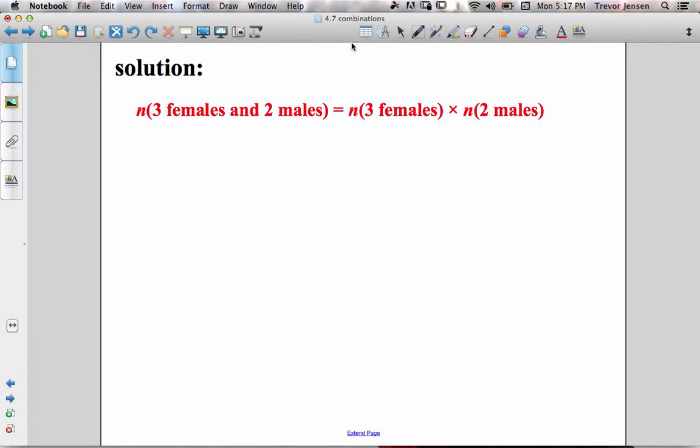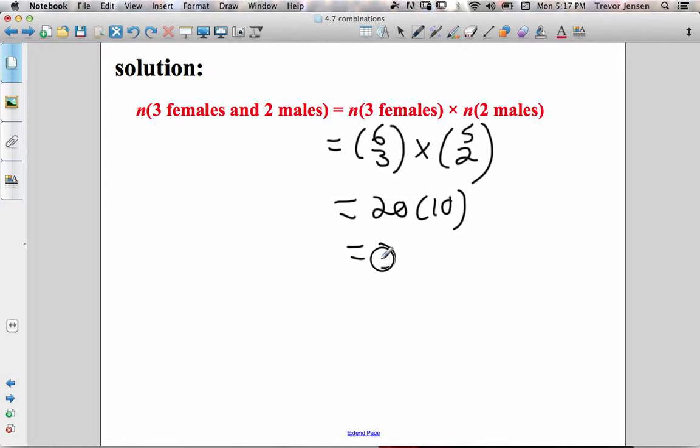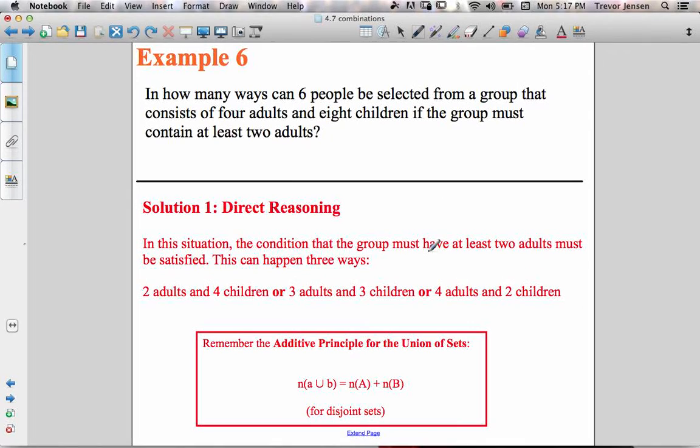So I'll give another page for this solution here. This might have been better to lay it out this way. How many ways can I choose 3 females from the 6? Well, we did 6 choose 3. How many ways can I choose 2 males from the 5? I did 5 choose 2. And I got 20 times 10. Gave me 200 different lineups.